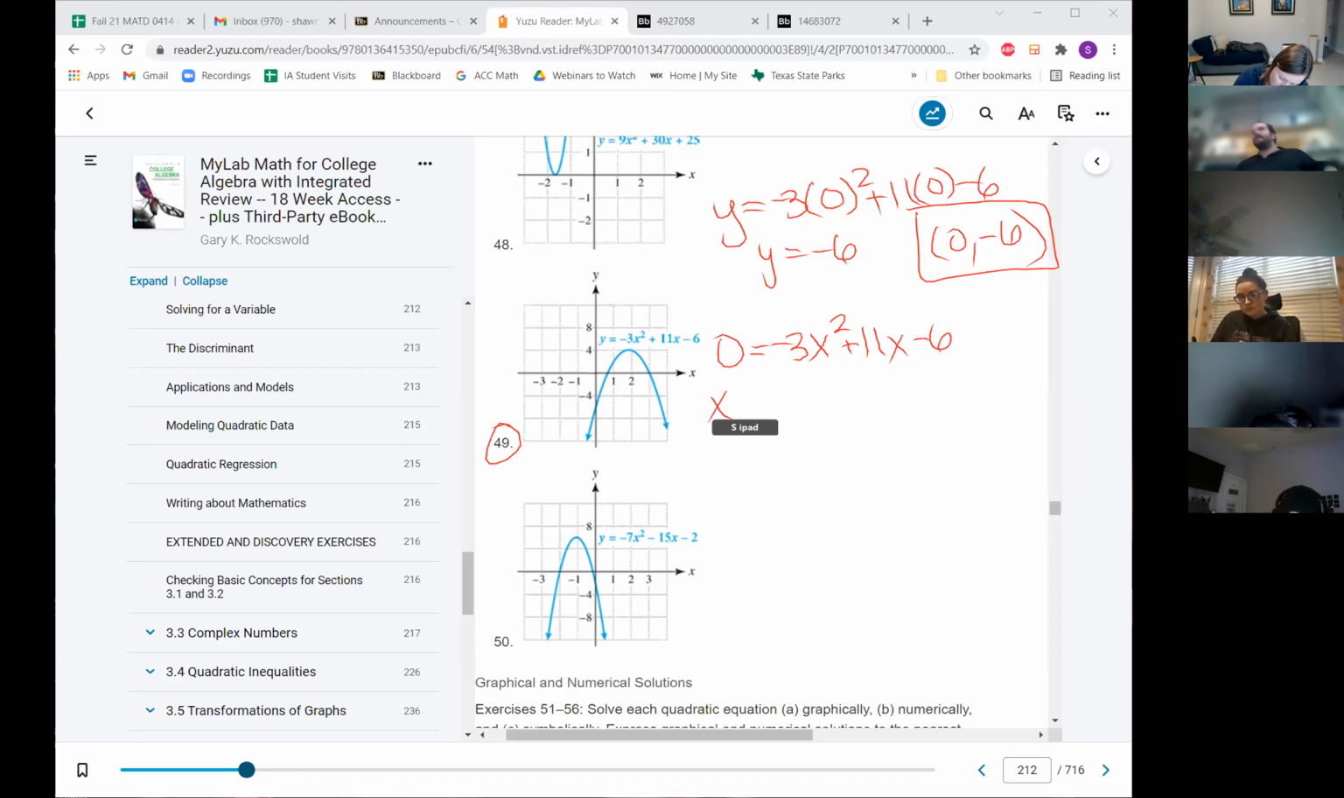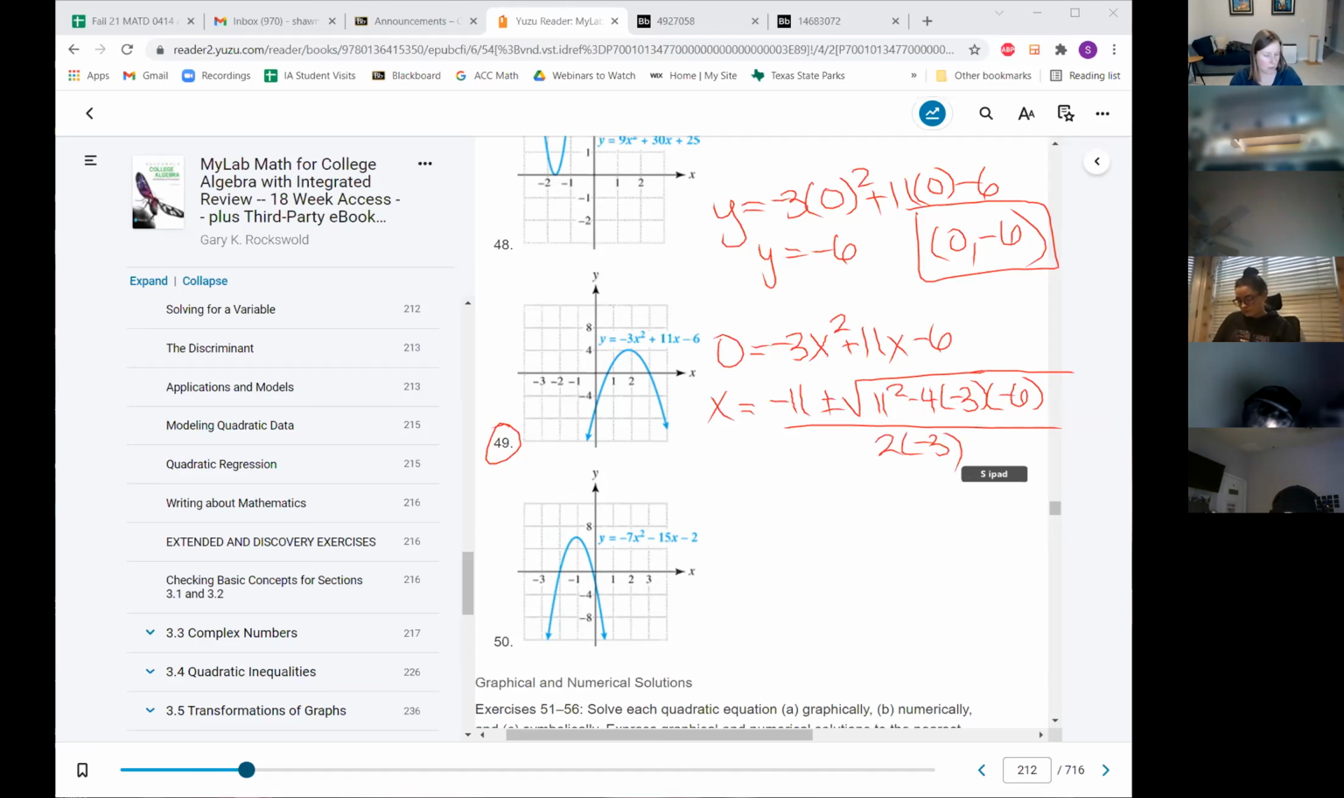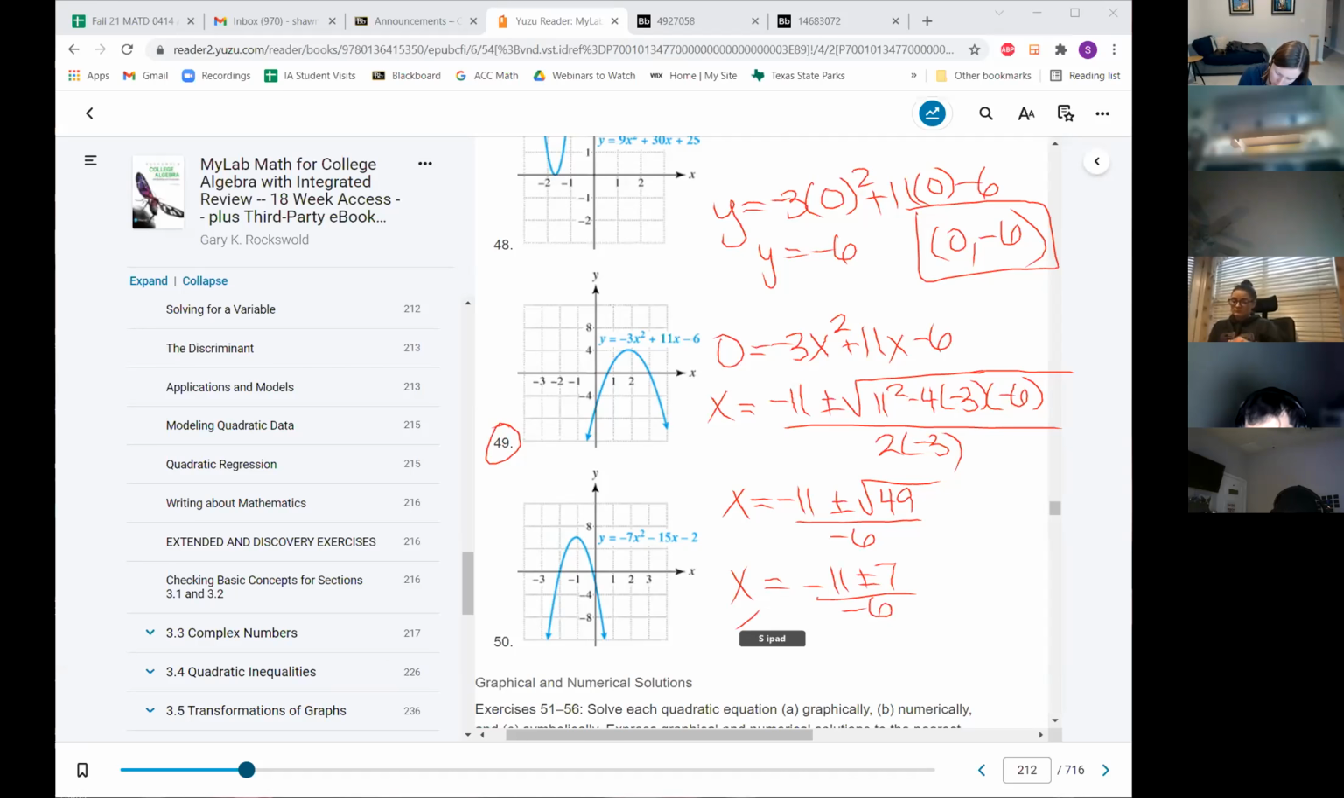So let's see, x equals negative b plus or minus the square root of b squared minus 4ac, all over 2a. So what'd you get under the square root? 49. Oh, look at that. That's nice. Yeah. And then it ended up being 7. Okay. And then split it into the 2.